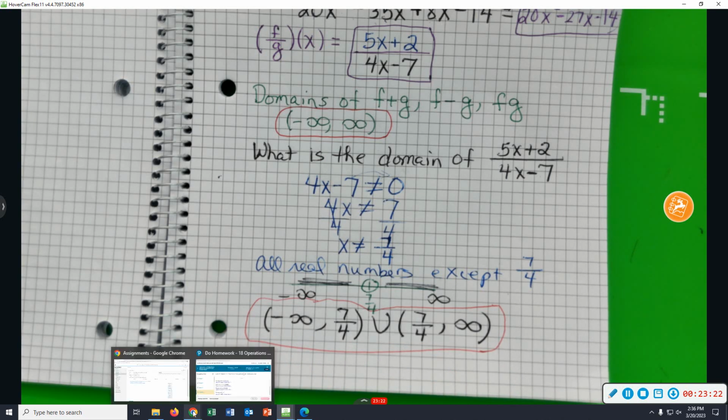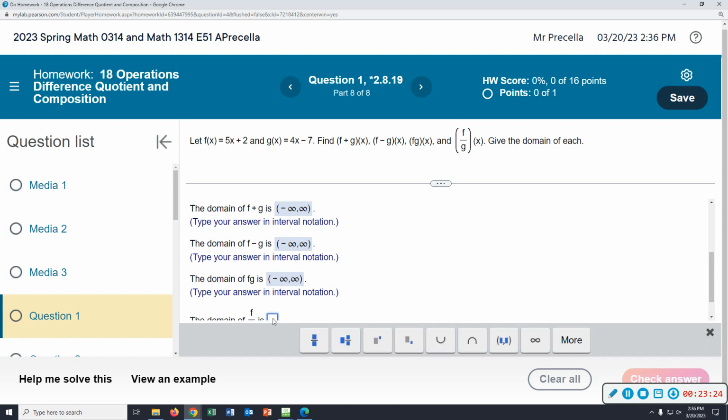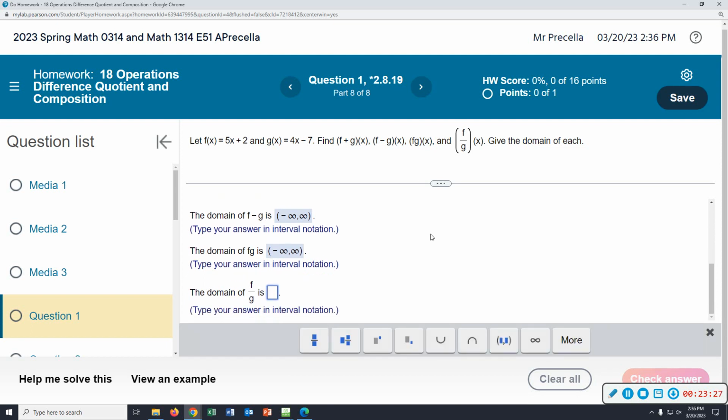Okay, so here, left parentheses, negative infinity, comma, 7/4. Make sure you don't put the parentheses down there with the 4. Union, left parentheses, 7/4. Get out of the denominator before you put your comma. Try not to put that comma down in the denominator of your fraction because it might be counted wrong then.